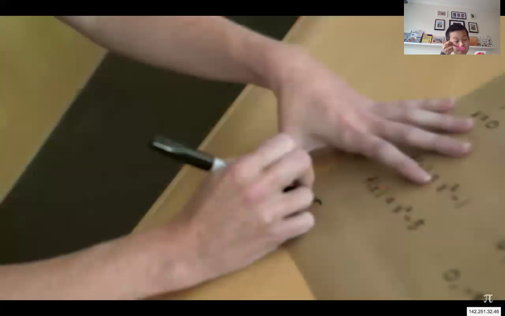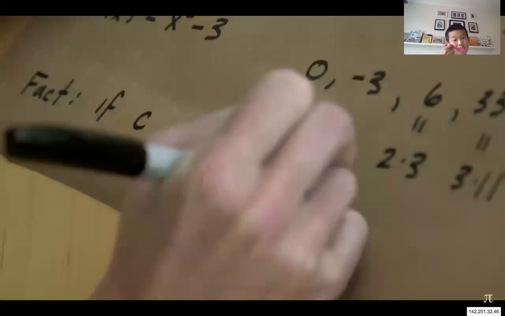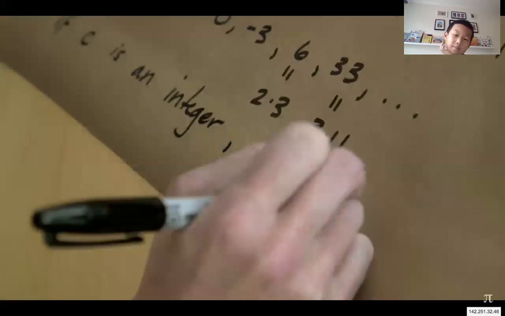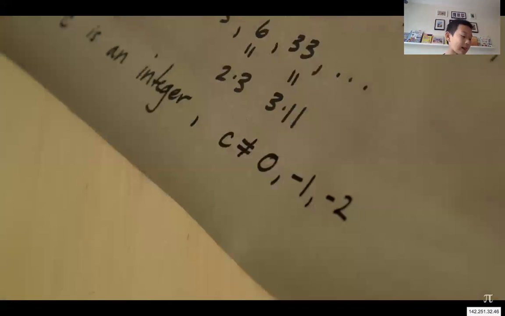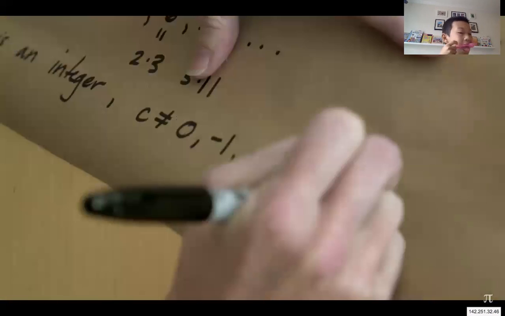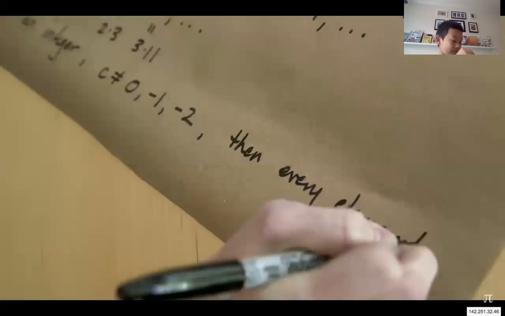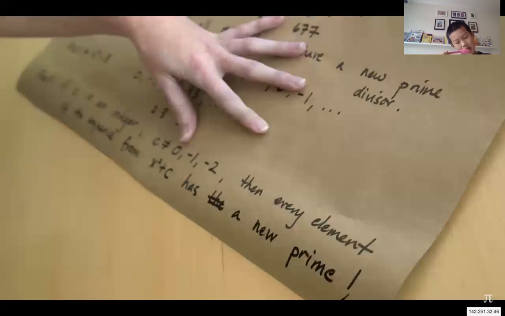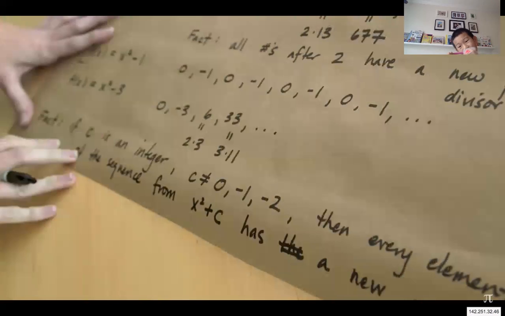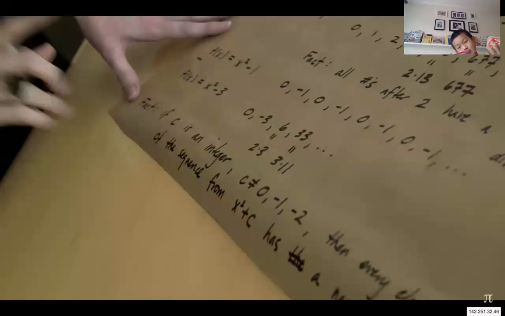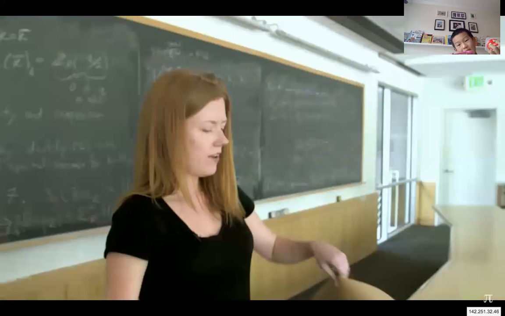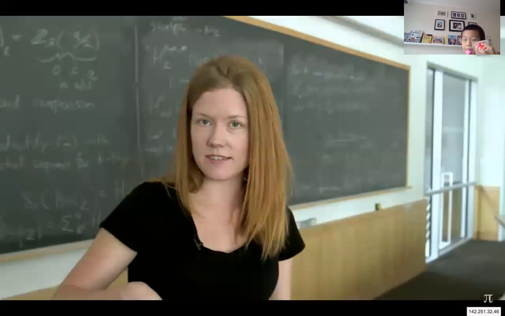So, here I'll write down a general fact. If c is an integer, so a whole number or the negative of a whole number, and c is not 0, -1, or -2, mostly because we want to avoid this problem, then every element of the sequence that's generated from x squared plus c has a new prime divisor. So the only exceptions are 0, -1, -2. This works for x squared, but it works for x squared plus an integer. If you wanted, you could ask this for a fraction c instead of a whole number c.